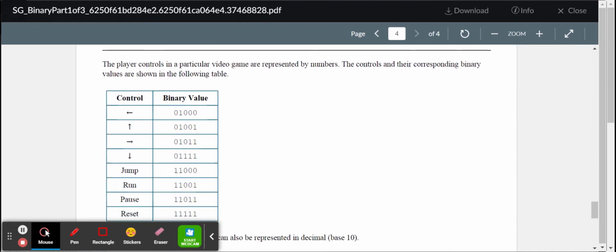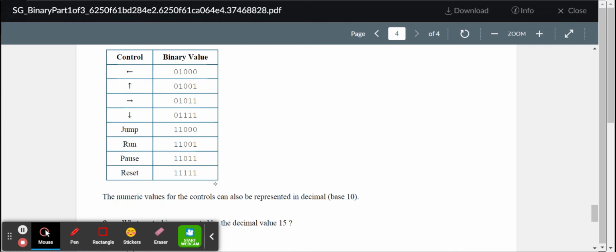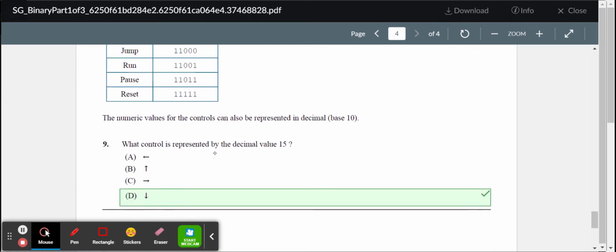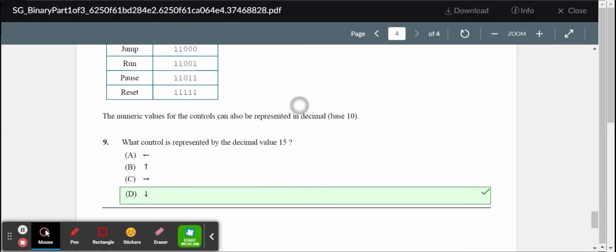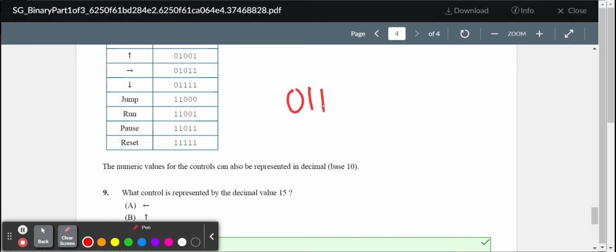The player's controls in a particular video game are represented by numbers. The commands and their corresponding binary values are shown. So these are all the different maneuvers we have. What is represented by the decimal value of 15? So that's all 1s. We did that one earlier. So it's actually 01111, which is down. We're going down. All right, cool.